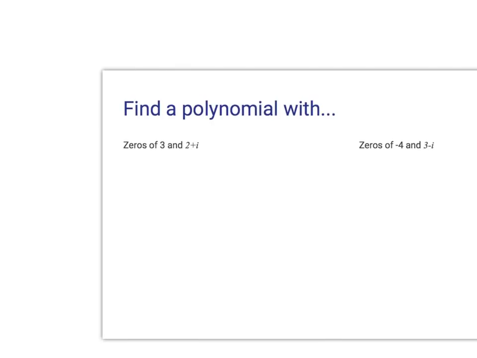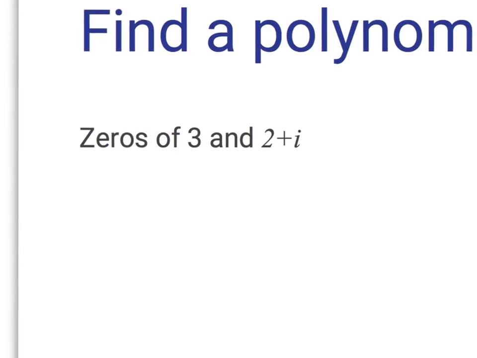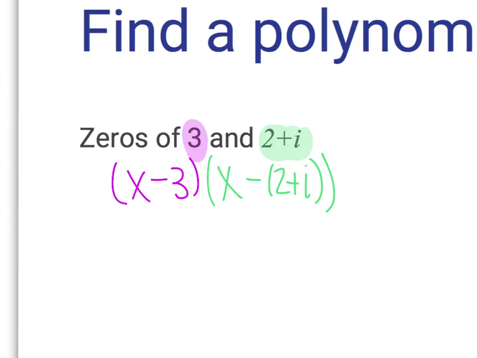So I need to find a polynomial with zeros of 3 and 2 + i. Well, the first part's simple. If it has a 0 of 3, then it's got a factor of (x - 3). Things get a little more complicated when you start looking at the rest of this. If I have a 0 of 2 + i, that means I have a factor of (x - (2 + i)). That also means that there is a 0 of 2 - i. My imaginary numbers, my i's come in pairs.